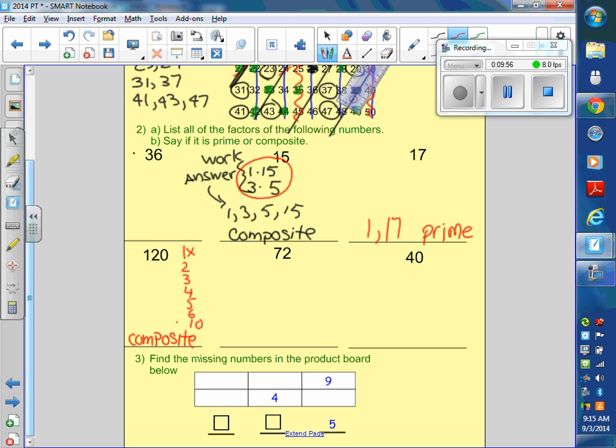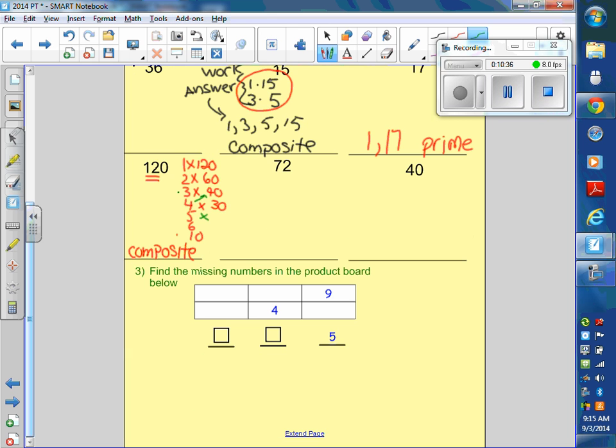1 times what? 120. 1 times 120. 2 times 60, 3 times 40, 4 times 30. So if you have trouble with that, class, 2 times 6 is 12. 3 times 4 is 12. And remember the little trick I used? Like we know 4 goes into 40 how many times? 10. And what's 10 times 3? 30. So 4 times 30 is one way to get 120.